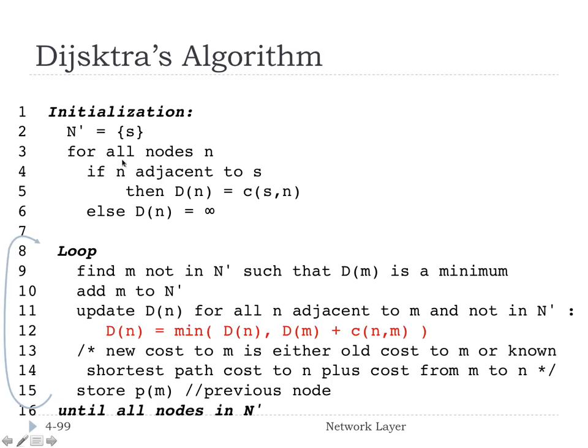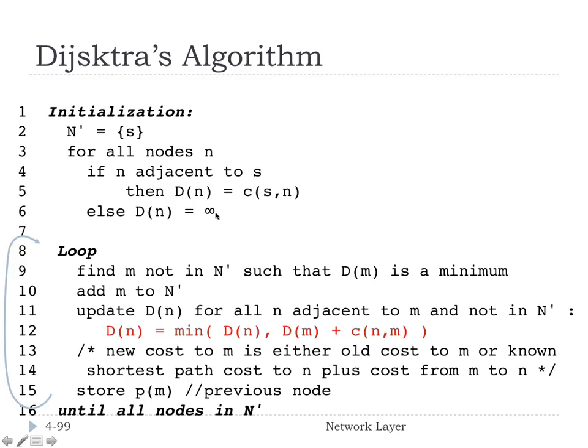We're then going to go through and find all of the nodes adjacent to S. That would be all the one-hop neighbors of S. For each of those, we're going to set the distance to that node equal to the cost from the source to that node. The D cost is the distance, which is the global least cost. If it's a one-hop node, we know we can get there, in the worst case, by going directly over that link. It might be better to go through somebody else, but we don't know that yet. So initially we set D of n equal to the cost from S to n.